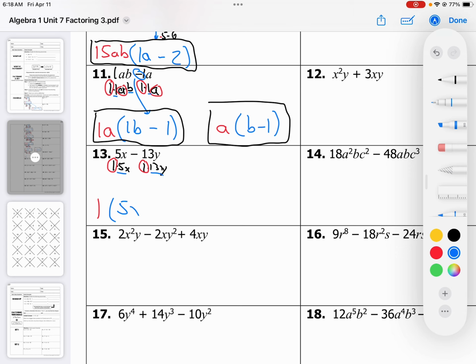We'd still have 5x, which is what we already had at the beginning. And then we have 13y, which is again what we had at the beginning. And so that doesn't actually change anything. So if the greatest common factor is a 1, we don't actually have to do that greatest common factor part. We can just leave it as it is. So this would just stay as 5x minus 13y.